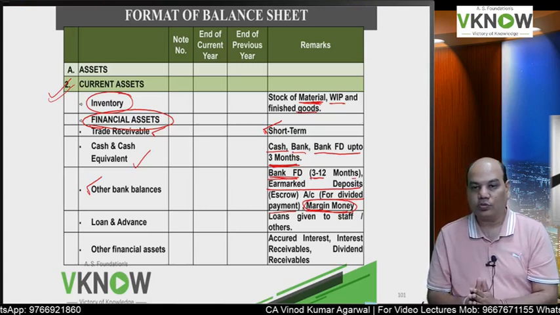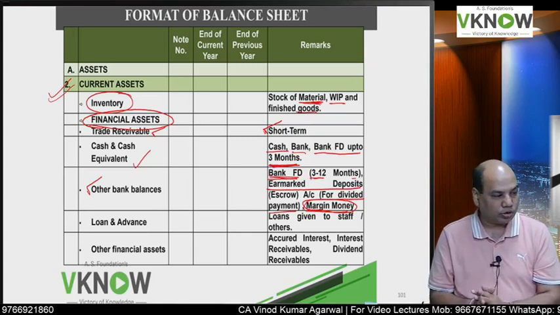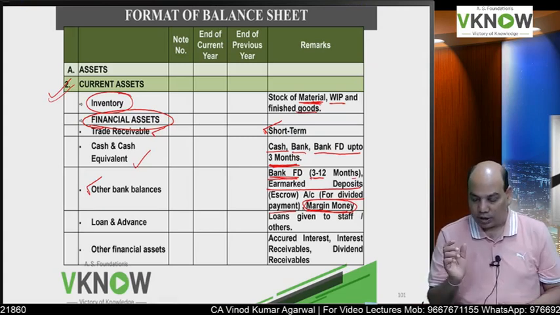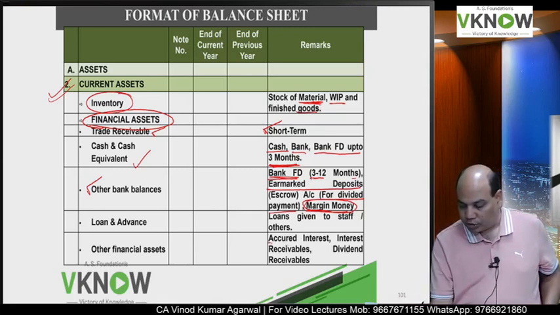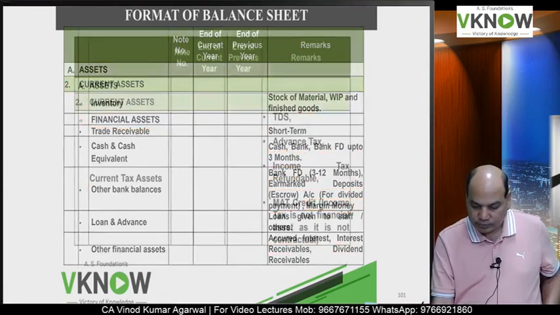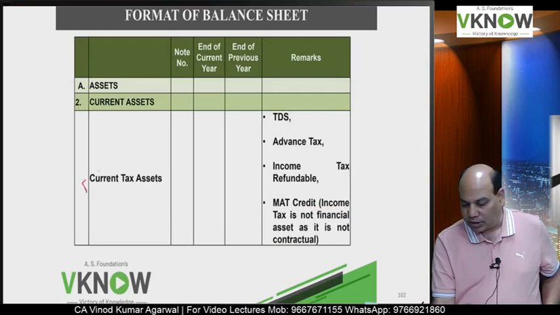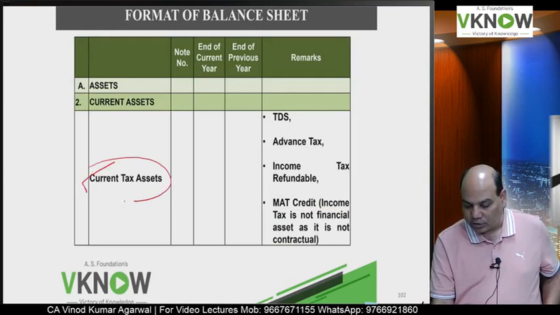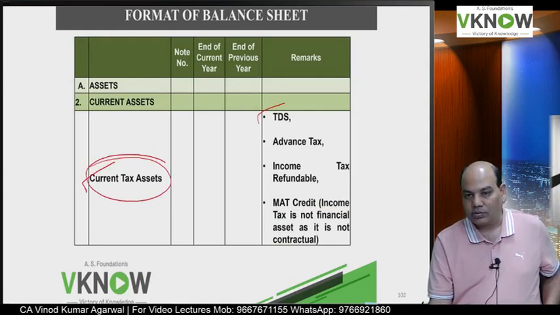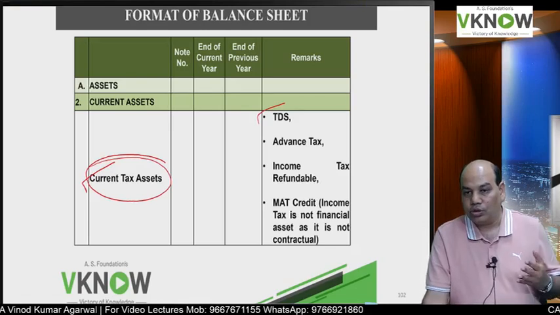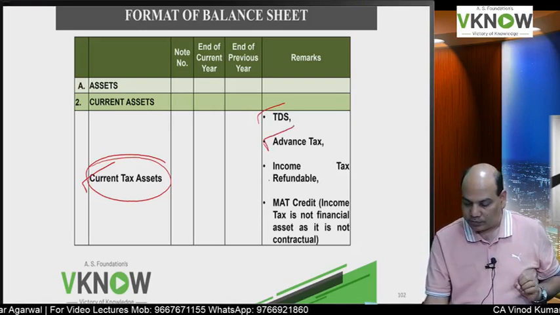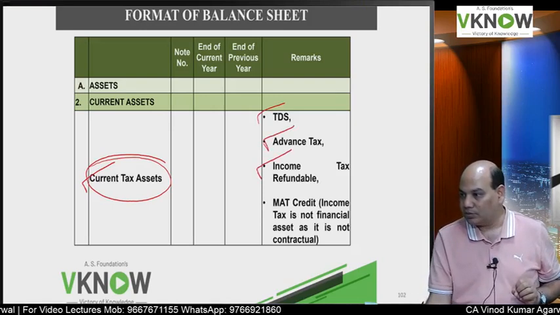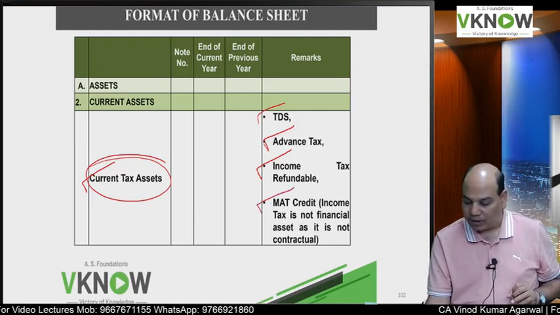Loans and advances also will come here if it is short term, for example loans to staff, loans to others, and then other financial asset. Under other financial asset we will show accrued interest, interest receivable, dividend receivable, etc. And then the next item is current tax asset. Current tax asset means TDS. Somebody has deducted TDS, so we are going to adjust it against tax liability. We pay advance tax, any income tax refund receivable, and if you have a MAT credit.